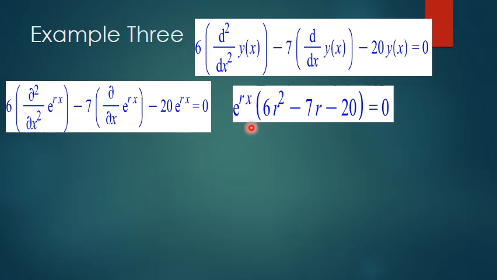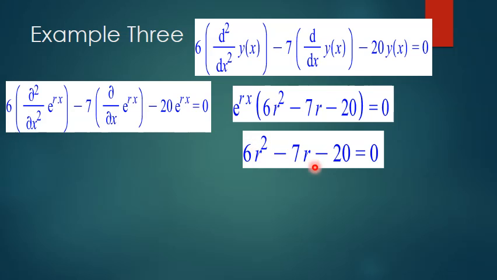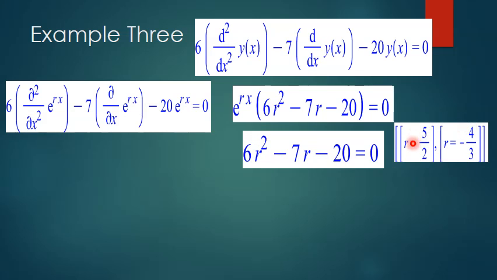I get this polynomial times my generic solution. I've got to make this whole thing equal to 0. So the only way to do that is make this polynomial equal to 0. So I can factor these roots out. And I factor these roots out. Well, I get 2 real roots. These are 2 different roots. They're 2 real. So I get a y1 and a y2 solution.